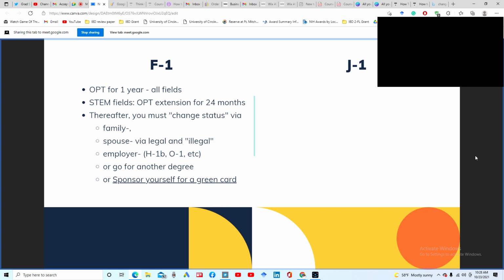Now, after this 1 year or 3 years, what you must now do is to change status. Your status as an F1 or OPT student. Now, there are different ways people do this. These are some of the common ones. Of course, if you have a family here, they can file for you.